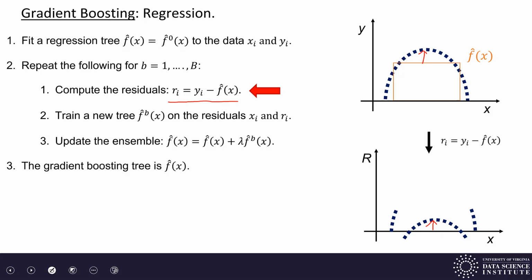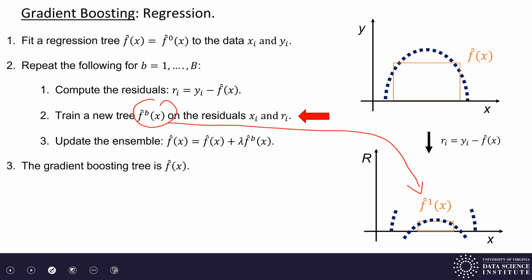Then we're going to make a new tree, Fb, that is going to be trained on those residuals. So this Fb is F1. We're in our first iteration. It's trained to learn the residual. And you can see that F1 has learned in a fairly weak way what that residual looks like.